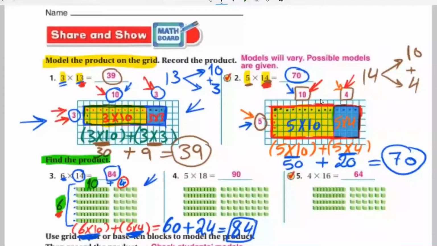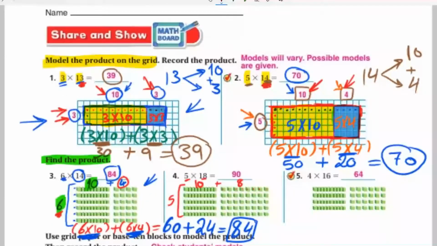Okay, the next one, the same thing. Let's think about it. We have here 5, right? Let's make 5 rows here. So we have here 5 rows: 1, 2, 3, 4, 5. And 18. Let's break it into a group of 10 here. And how many ones are left? 8, right? Let's count it: 1, 2, 3, 4, 5, 6, 7, 8. So it will be 8. So 10 plus 8 equals 18.